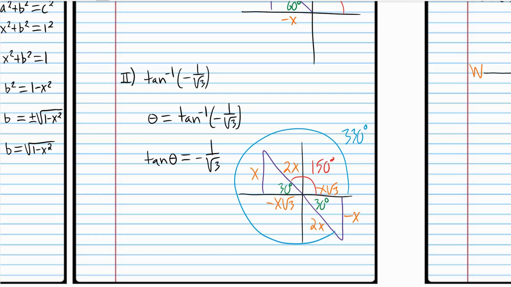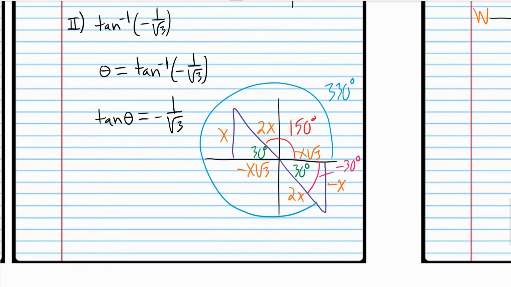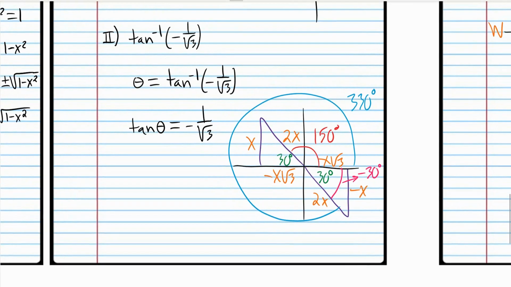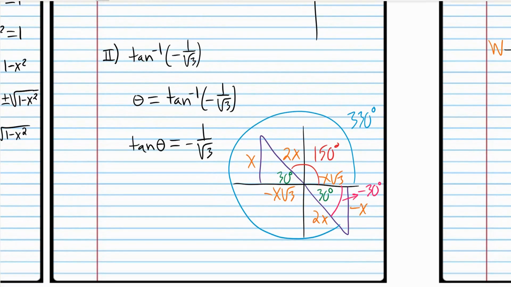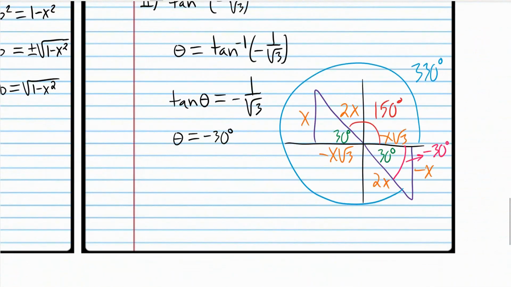But neither of those angles works. Tangent inverse has range restrictions. It can only be between negative 90 degrees and 90 degrees. So we have to rotate in the clockwise direction. And the answer we're actually looking for is negative 30 degrees. That's the range restrictions that mathematicians have put on the tangent inverse function. So the theta value that we're looking for is actually negative 30 degrees. And that's it. We're pretty much done.